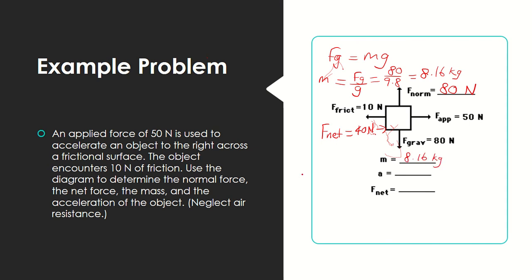Now, the acceleration. We know that acceleration is equal to the net force over the mass. The net force we just worked out was 40 newtons. So the acceleration on the object is going to be the 40 newton net force to the right over the mass of the object, which is 8.16. If we do 40 divided by 8.16, we get an acceleration of 4.90 meters per second squared to the right, and that's to the right as well.